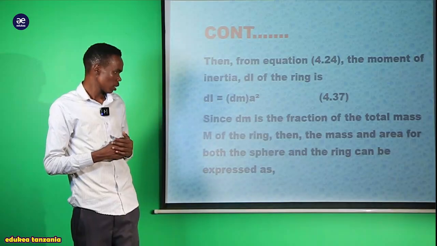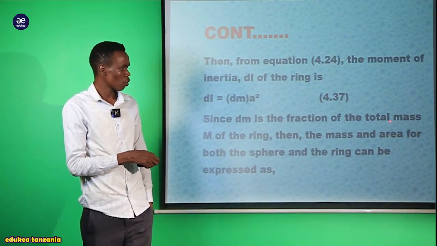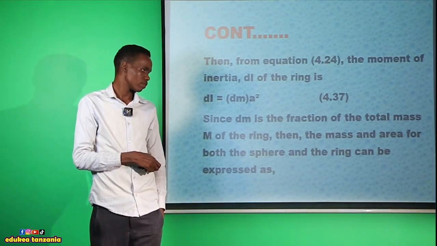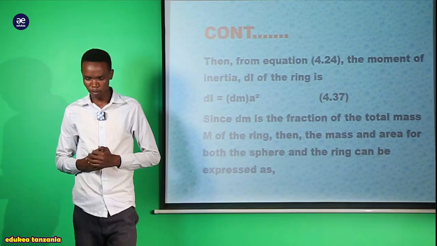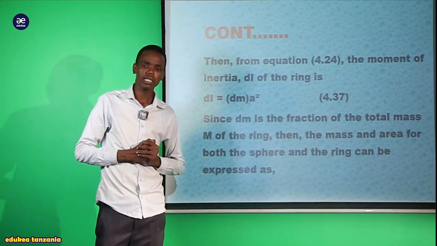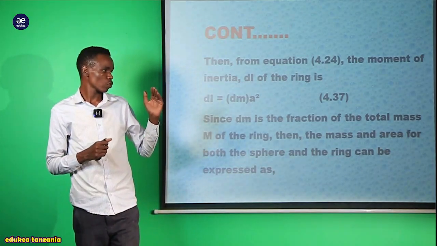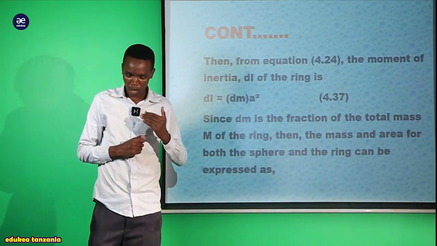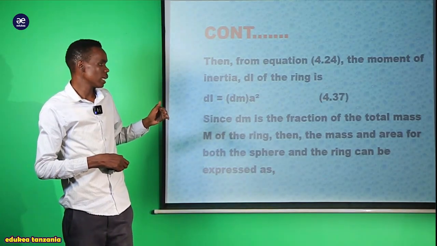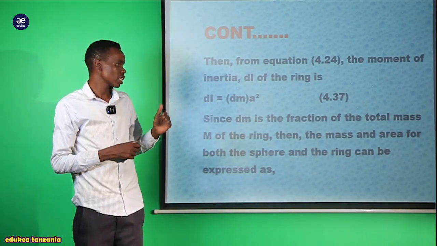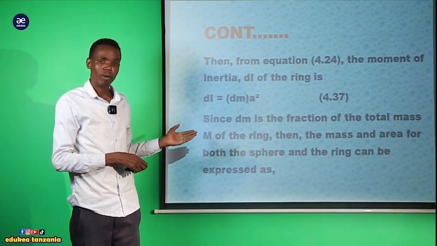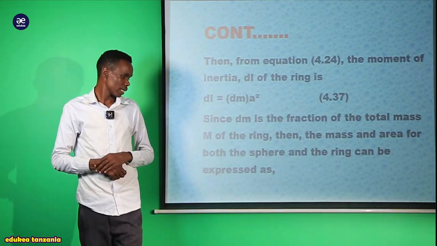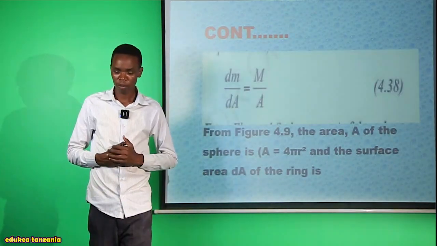So since dm is the fraction of the total mass m of the ring, then the mass and the area for both the sphere and the ring can be expressed as this one. Now we are going to see how this total fraction can be related by the surface area. Because dm is the fraction of the total mass m, the mass and the area of both the sphere and the ring can be expressed as this one, my dear students.